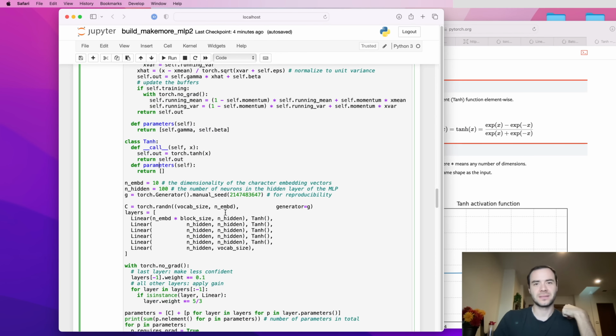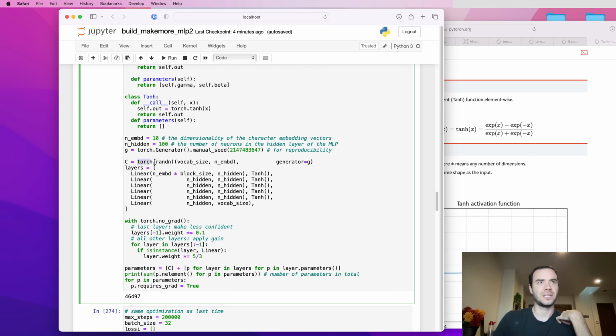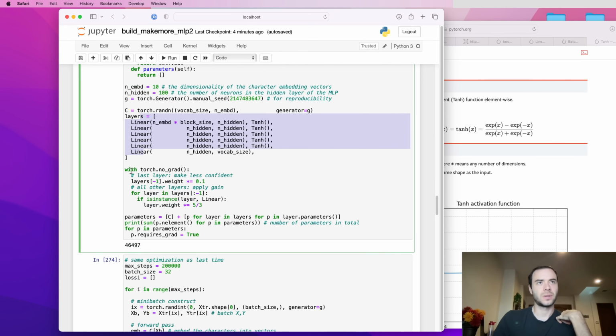But because these are layers, it now becomes very easy to stack them up into basically just a list. And we can do all the initializations that we're used to. So we have the initial embedding matrix, we have our layers, and we can call them sequentially. And then again, with torch.no_grad, there's some initializations here. So we want to make the output softmax a bit less confident, like we saw.